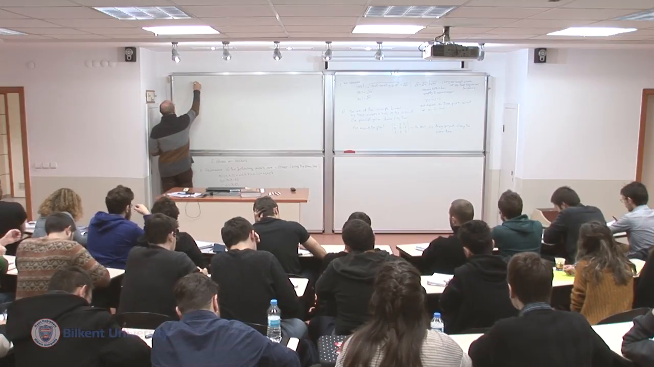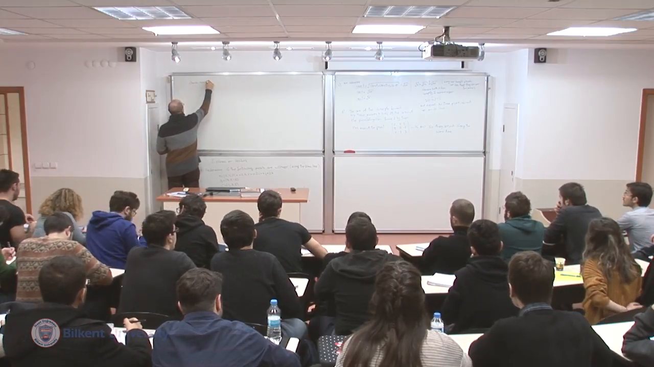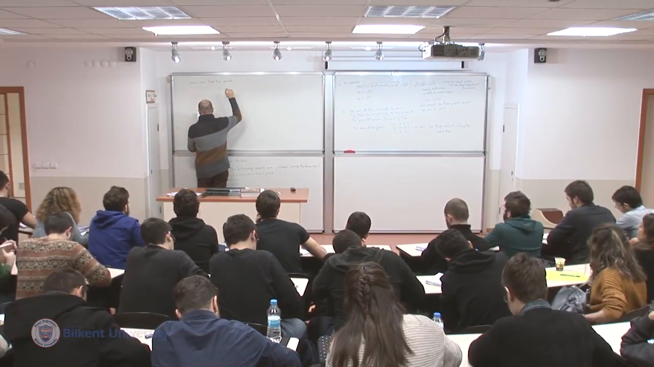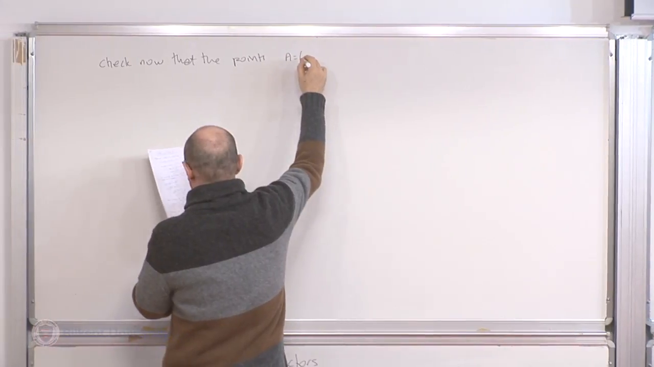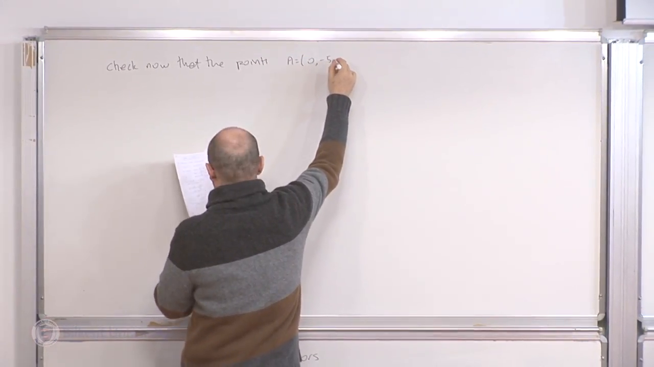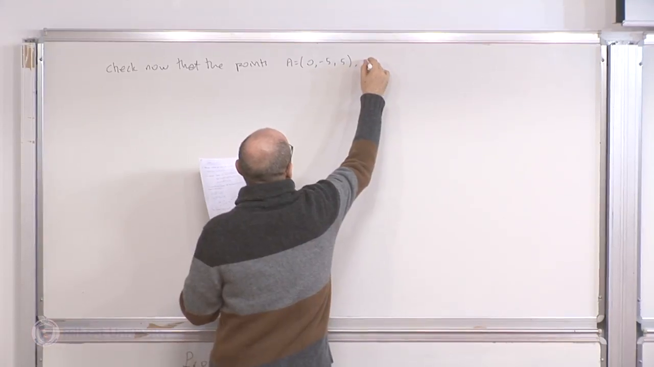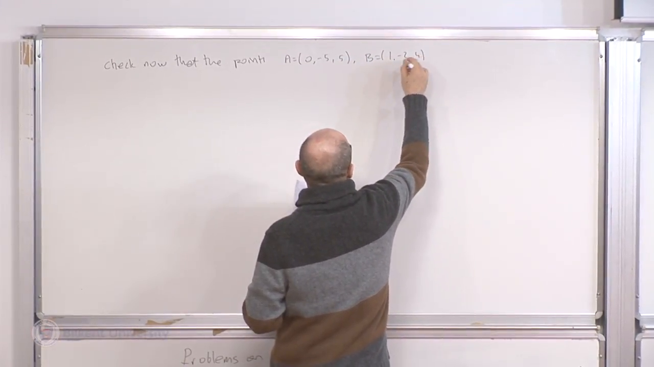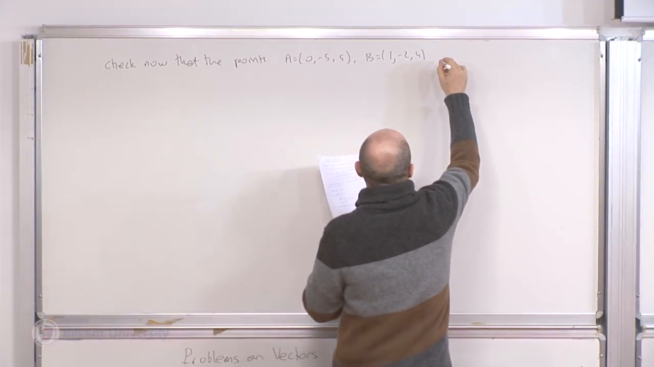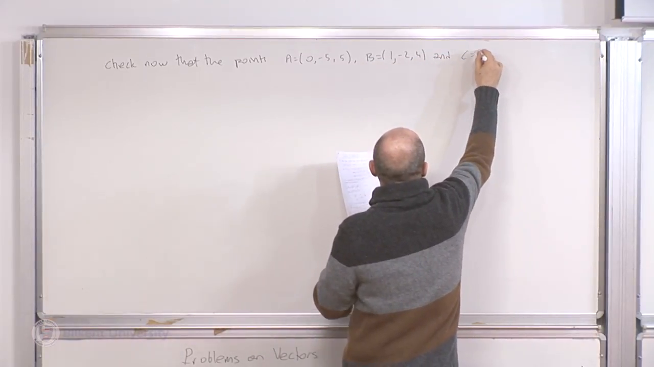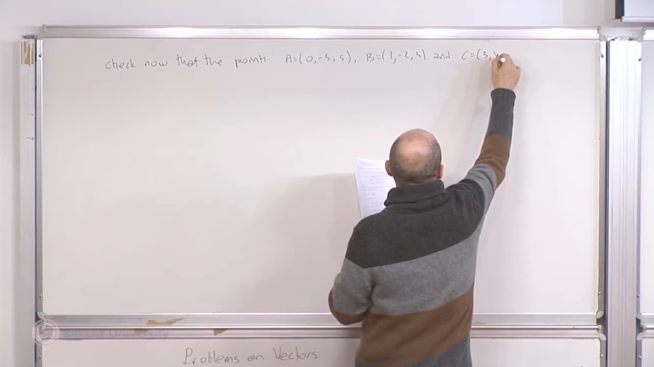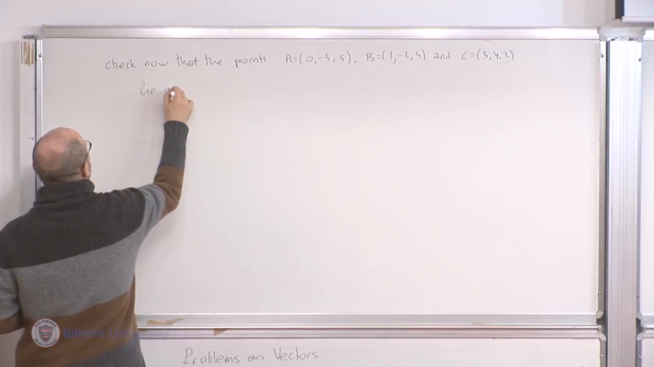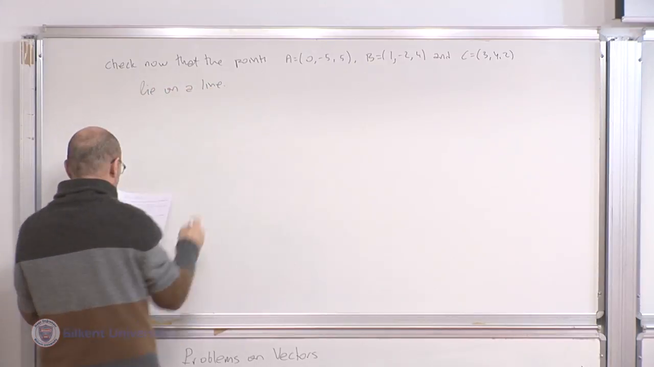Check now that the points, okay, A equals 0, minus 5, 5, B equals 1, minus 2, 4, and C equals 3, 4, 2 lie on a line.